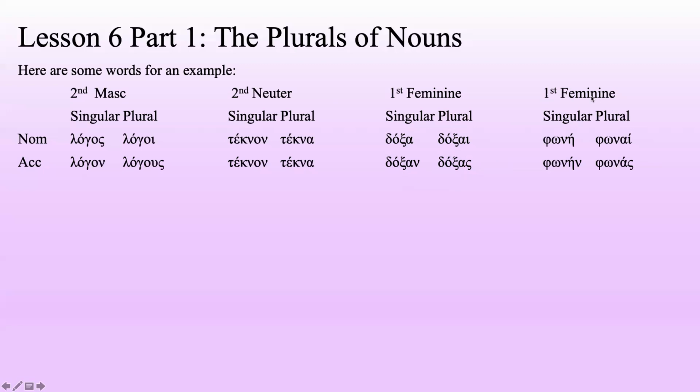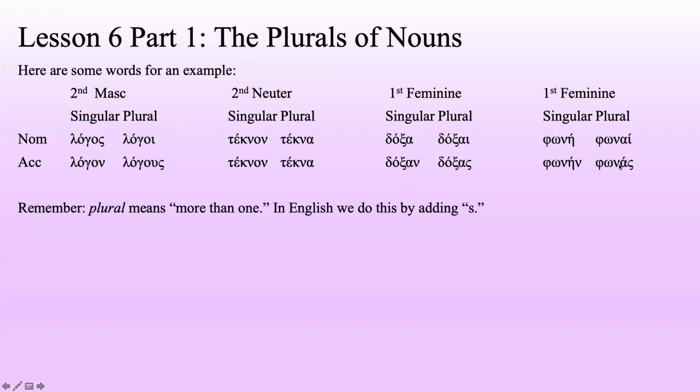Here's an example of one with eta. First declension, feminine singular nominative, phone, singular accusative, phonen. Feminine plural nominative, phonai, feminine plural accusative, phonas. Note how even though this was an eta over here, we still have ai and as over here.